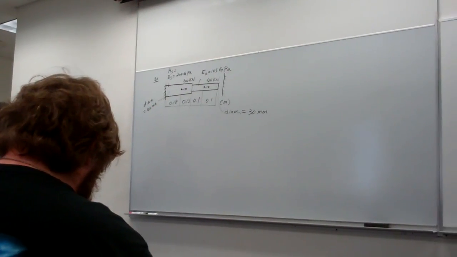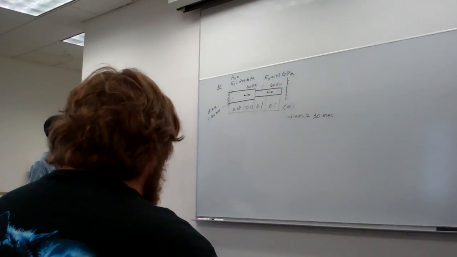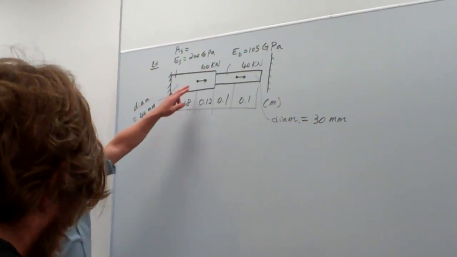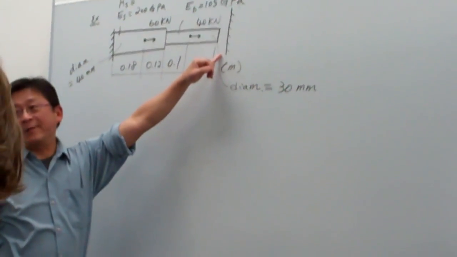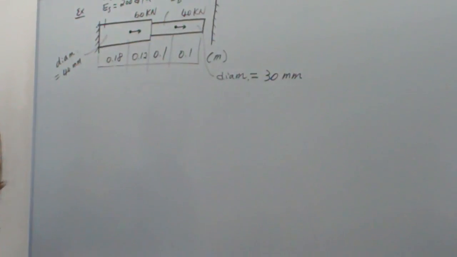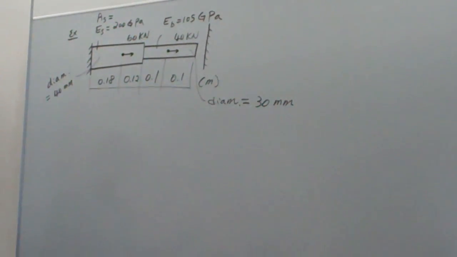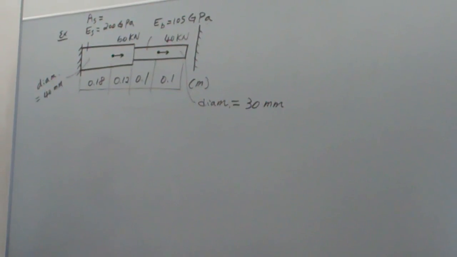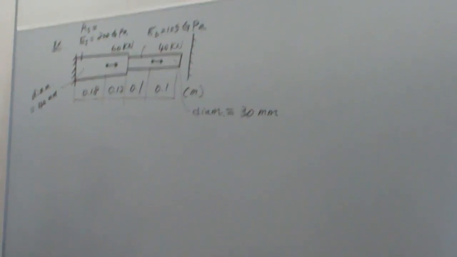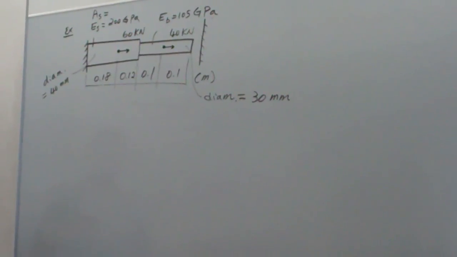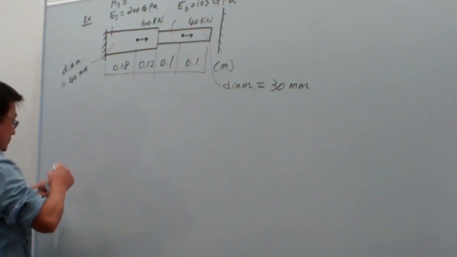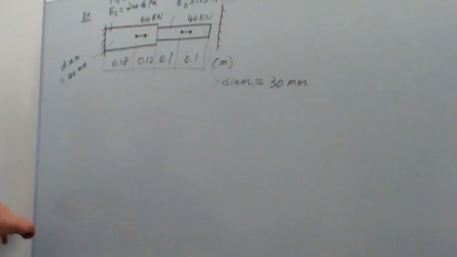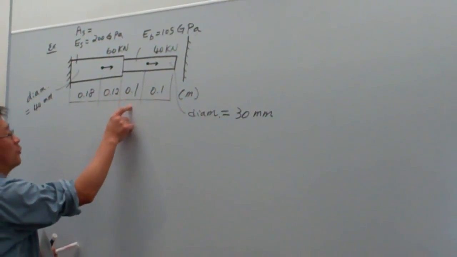Again, this is one type of the indeterminate problems. For these problems, there are two loads, 60 kilonewtons and 40 kilonewtons. And for this case, there's a gap here. So what we want to calculate for this example is... meter. This is 0.18 meter, 0.12 meter, 0.1 meter.